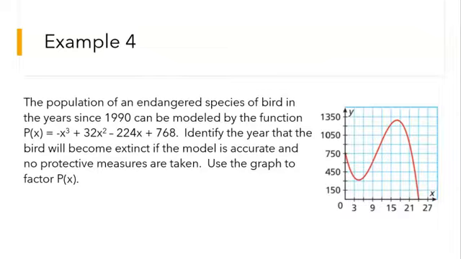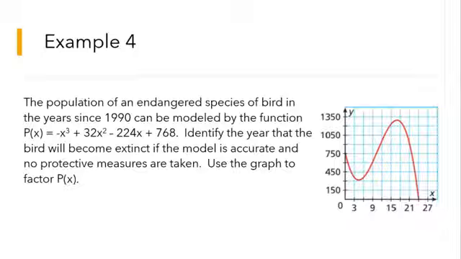In example 4, it says the population of an endangered species of birds in the years since 1990 can be modeled by the function p of x equals negative x cubed plus 32x squared minus 224x plus 768. Identify the year that the bird will become extinct if the model is accurate and no protective measures are taken. Use the graph to factor p of x.